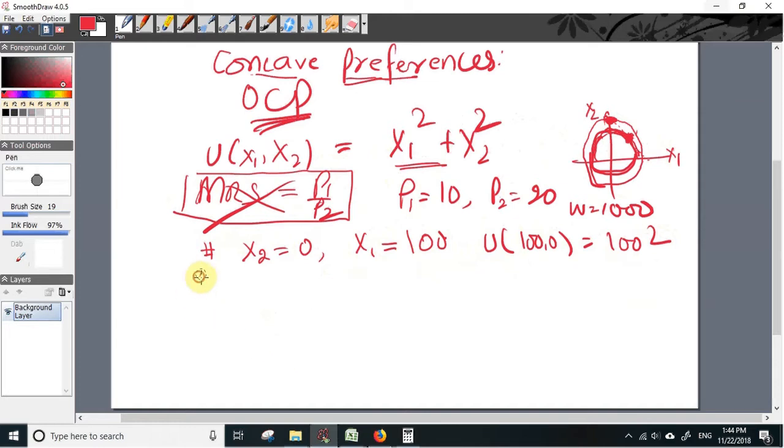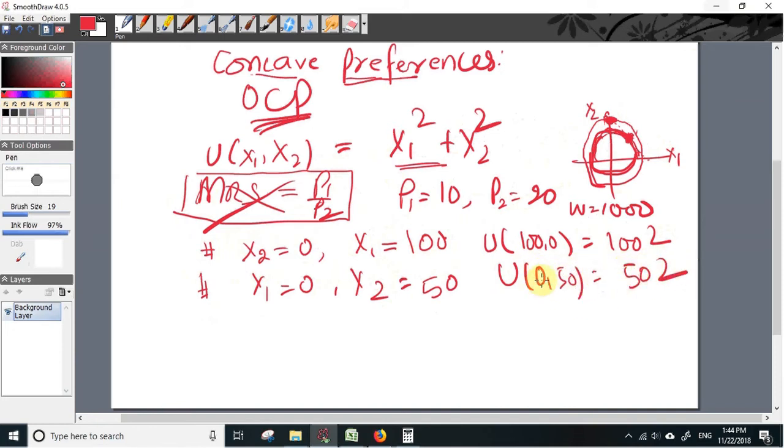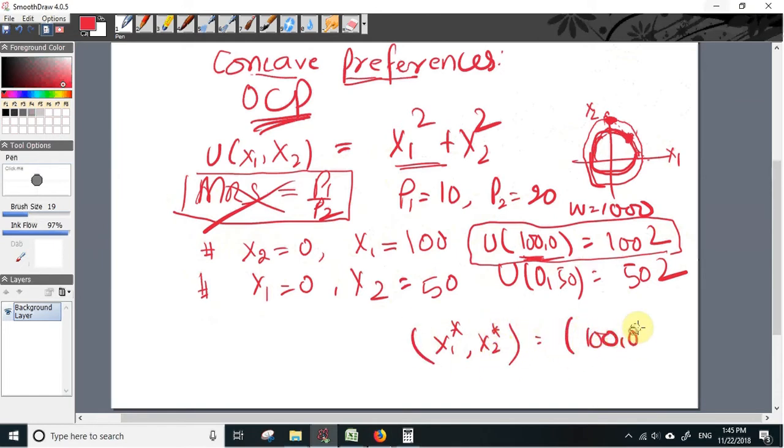plus 0 square. So now he spends all of his income on the second commodity. He can purchase 1000 over P2, 20, which is 50, and utility of (0, 50) is simply 50 square. So we see that utility is higher when he consumes the first commodity only. Therefore, the equilibrium point of the consumer is (100, 0), and his optimal commodity purchase (x1, x2) is (100, 0).